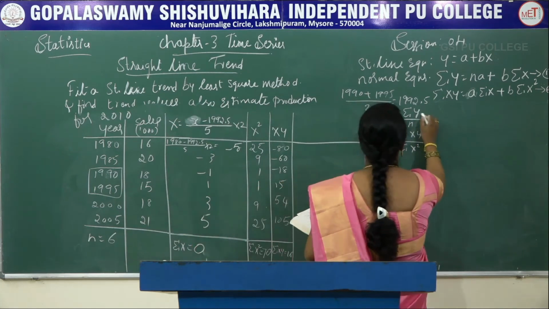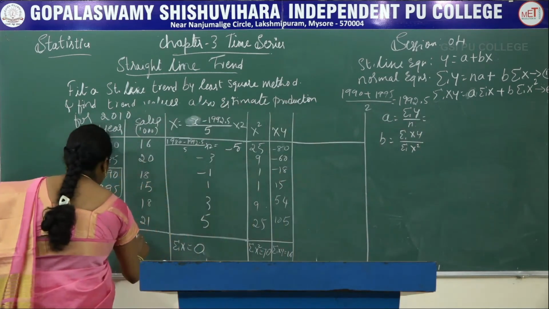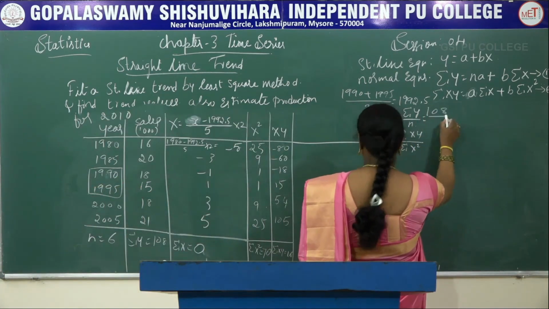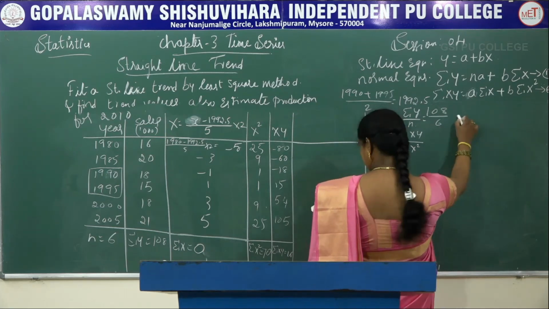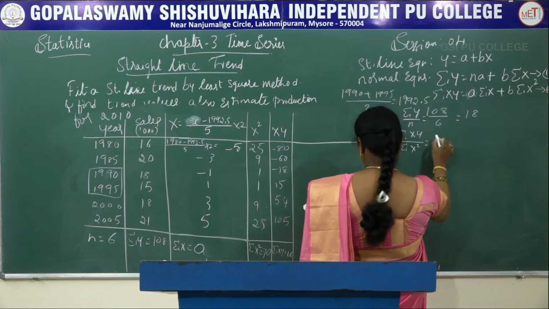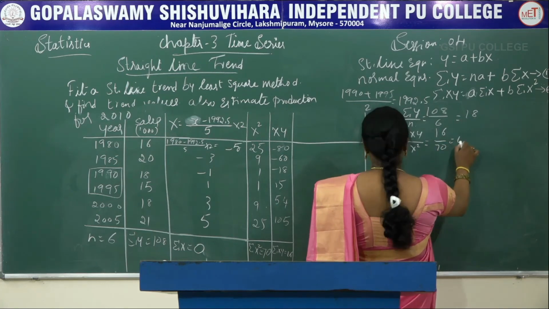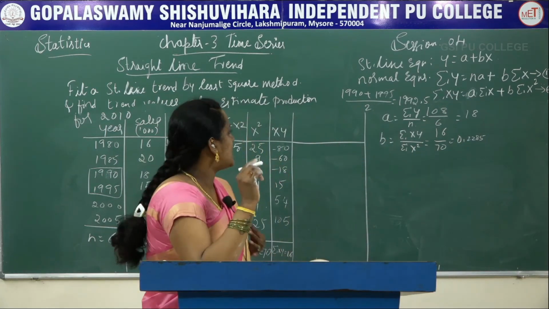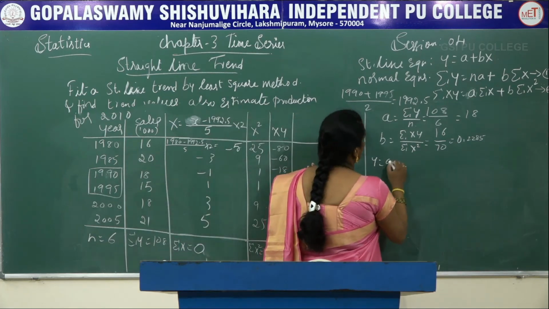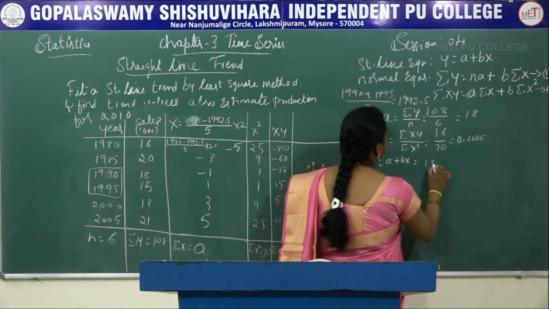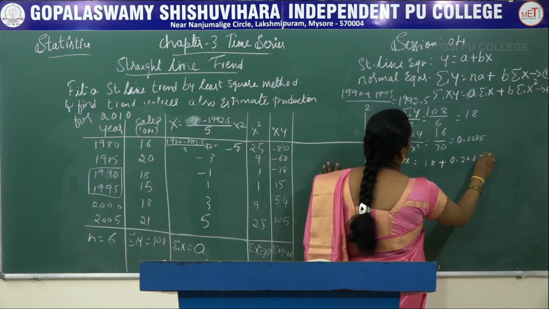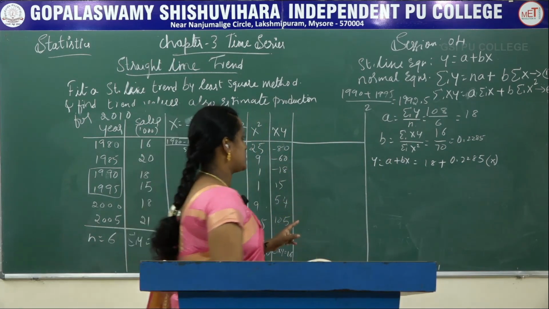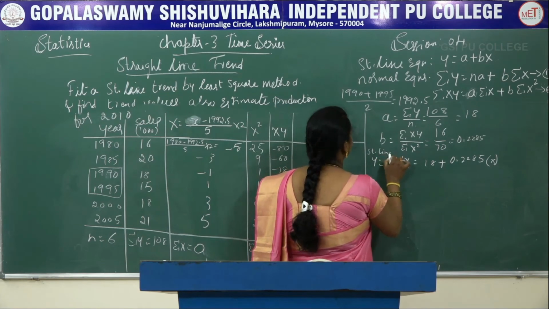Here summation y is equal to 108. So I will take 108 divided by n, which is 6, and your a value is 18. And b is summation xy over summation x square, 16 by 70, which is 0.2285. After this, write the equation, that is y is equal to a plus bx, which is 18 plus 0.2285 into x. This is the straight line equation.